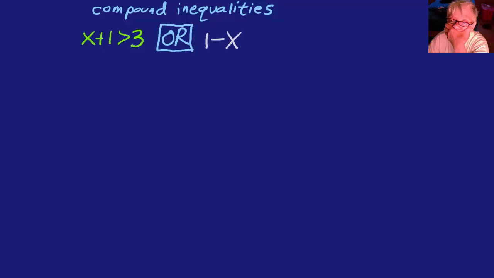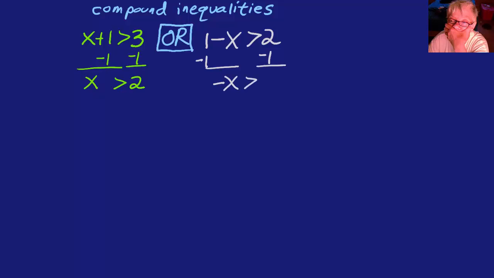1 minus x is greater than 2. So we solve, just like before, subtract negative 1 from both sides of the inequality on the left. Solve it, you get x is strictly greater than 2. On the right, subtract 1 from both sides. You'll have negative x is greater than 1.